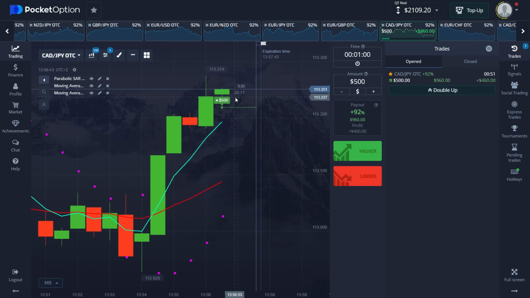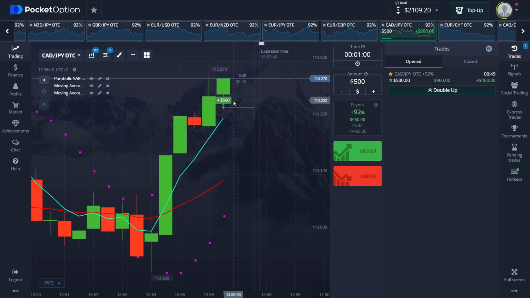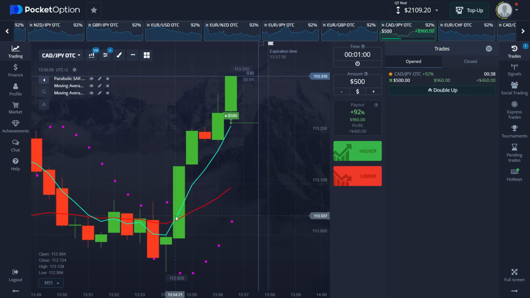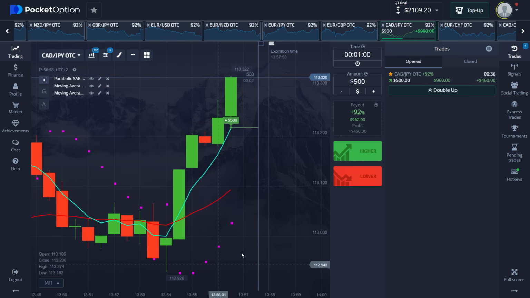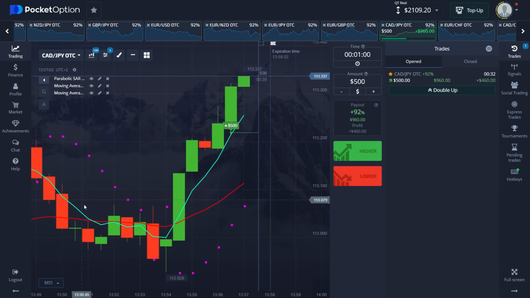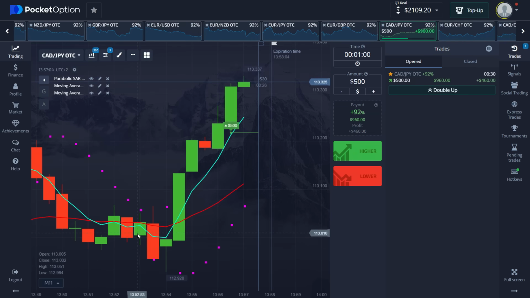No, it doesn't. It already goes up, and I'm going to explain why I took this trade right now. As you can see, we have a cross on the moving average. The 5 moving average is crossing the 23 moving average in the upwards direction, and we also have parabolic SAR spawning below the candles. This means that there is a change of trend.